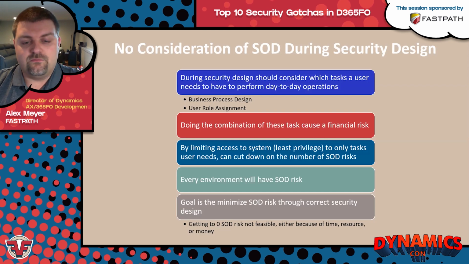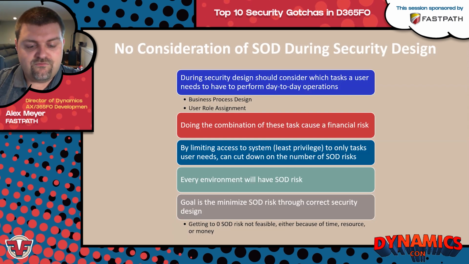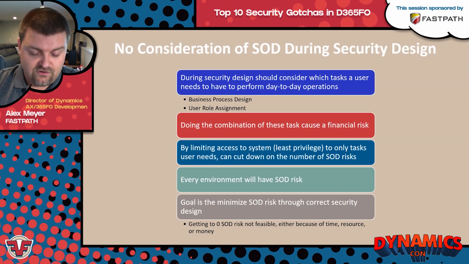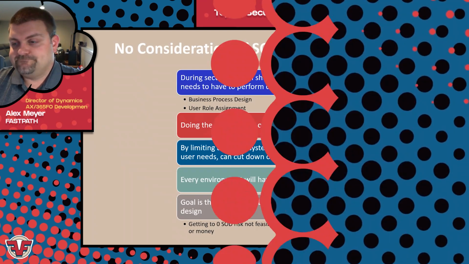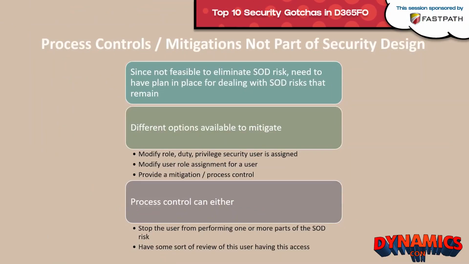And so it's not really feasible to go through and do that for any organization, unless you're extremely large, to go and get that zero SOD conflicts. All right, the next one ties into the segregation of duties side, and I kind of mentioned it: the idea that you want to develop your process controls and mitigations as part of your security design as well.